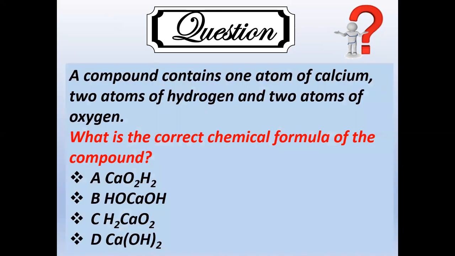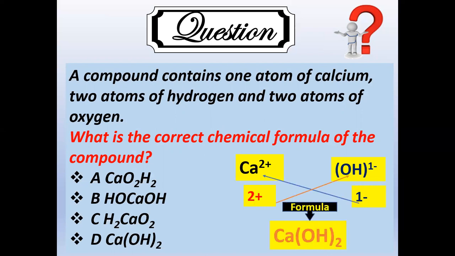We're going to move to the next question. The compound contains 1 atom of calcium, 2 atoms of hydrogen and 2 atoms of oxygen. So what is the exact chemical formula of this compound? For example, calcium with the oxidation state +2, while the hydroxyl has the oxidation state -1. Due to the different charges, we can write the +2 going below the hydroxyl, while the -1 goes with the calcium. And we can write this formula, calcium dihydroxide, Ca(OH)2, and in this response, our correct option is D.